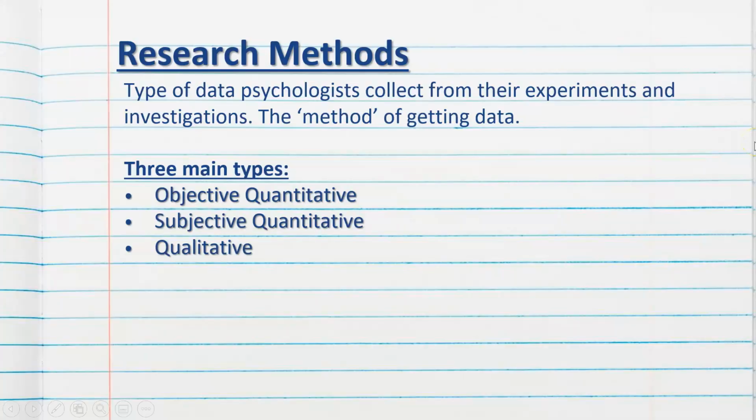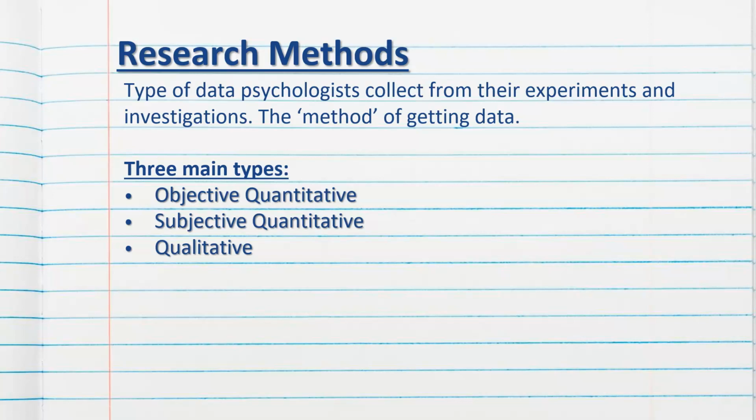So a research method is a type of data that psychologists can collect from their experiments and investigations. So it's the method of getting the data. What tool are we using to gather data from our experiment and investigations? So basically, to put it very, very simply, it's the type of data that we collect.